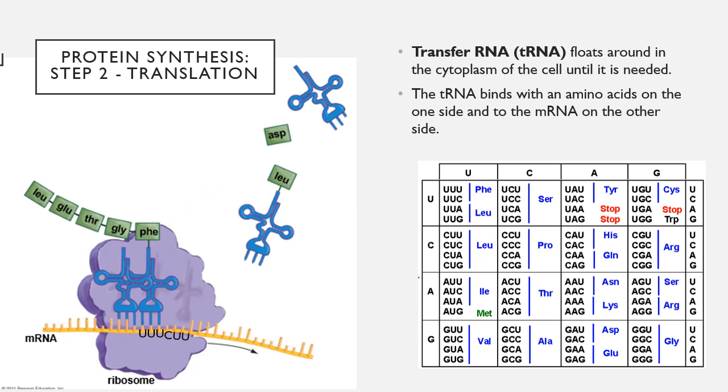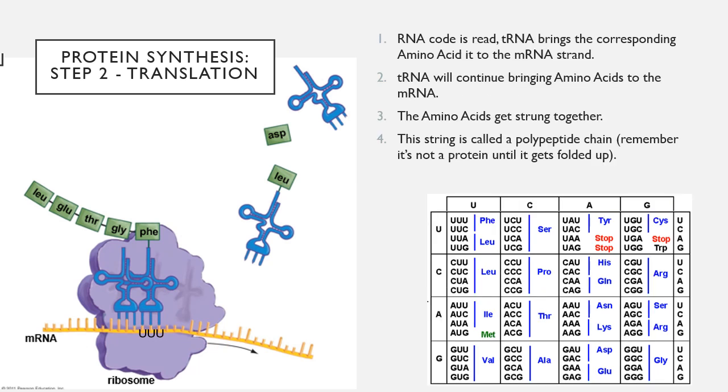Then it will read the next segment of the code. Let's say it's CUU. So CUU corresponds to the amino acid leucine, and the transfer RNA will go out and collect this LEU, leucine amino acid, and bring it to the ribosome. And so a chain of amino acids starts getting formed by reading this code.